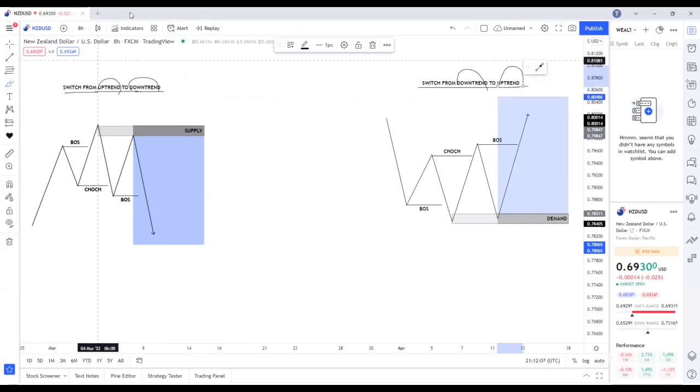I'll explain everything properly, guys. What happened within this level is that, look at this: the market comes on an uptrend, right? It creates a breakout of structure. It goes up to grab its liquidity, then it goes down. There was an order block here. As the market breaks that order block, it means we might be switching our trend.